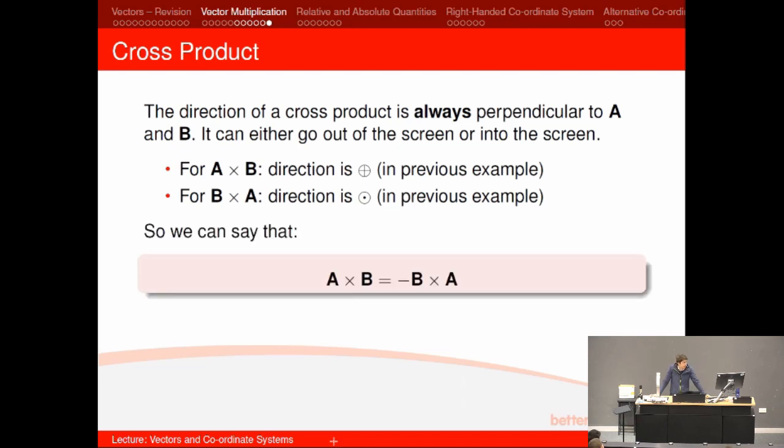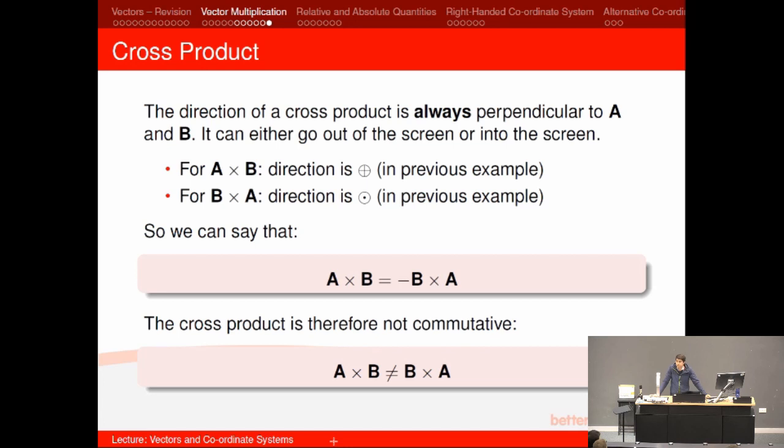So we can basically say that vector A times vector B equals the negative of vector B times vector A, so they are opposites of each other. Without the negative sign it is not true, so just make sure you remember that. You need that negative sign, because essentially it's the same vector, the direction is just different.